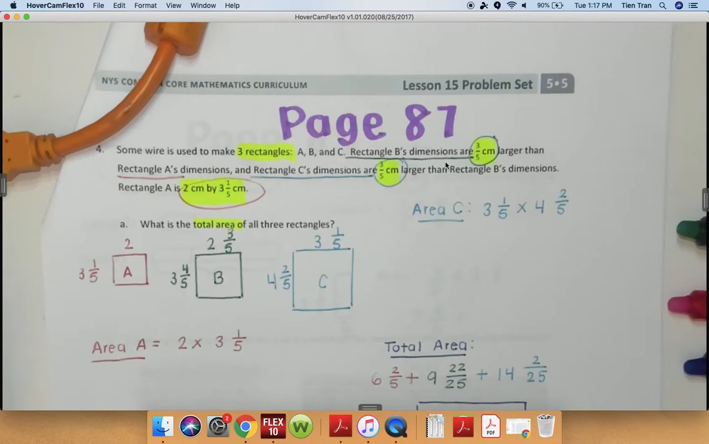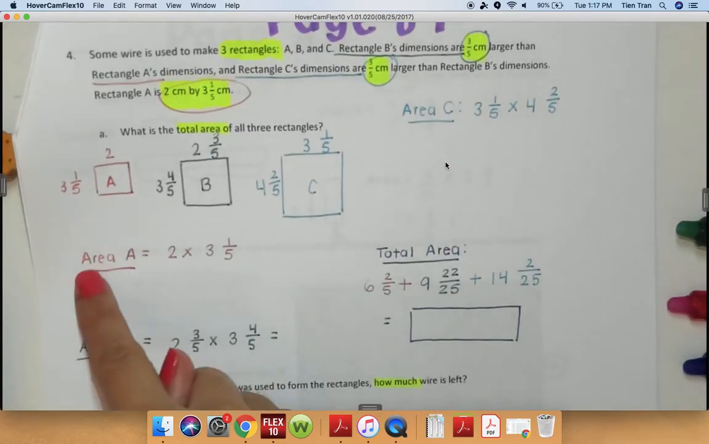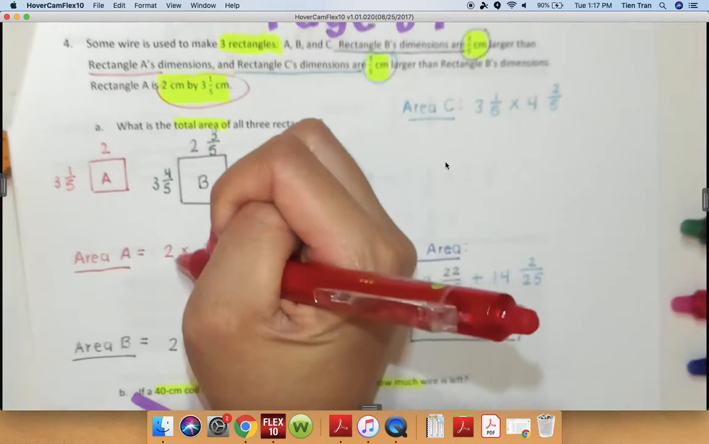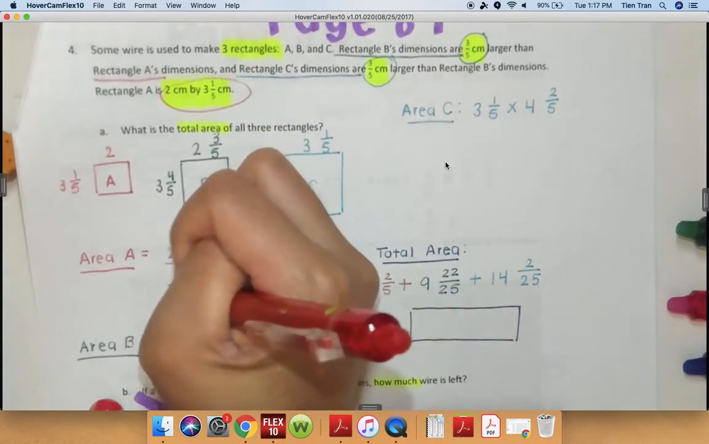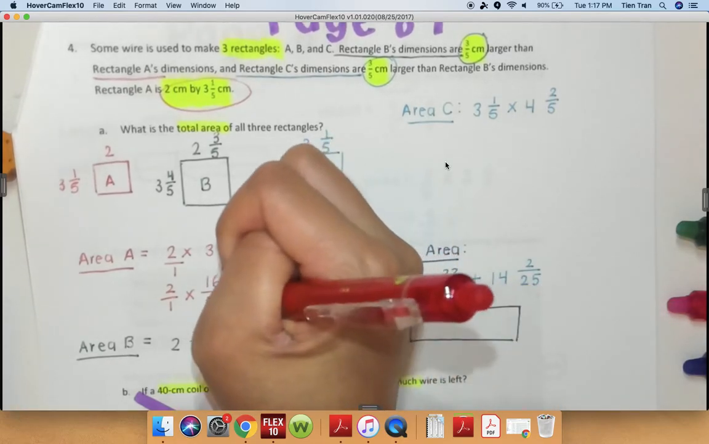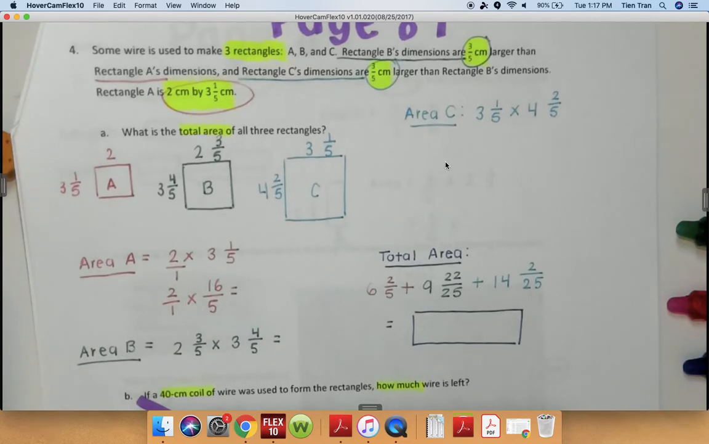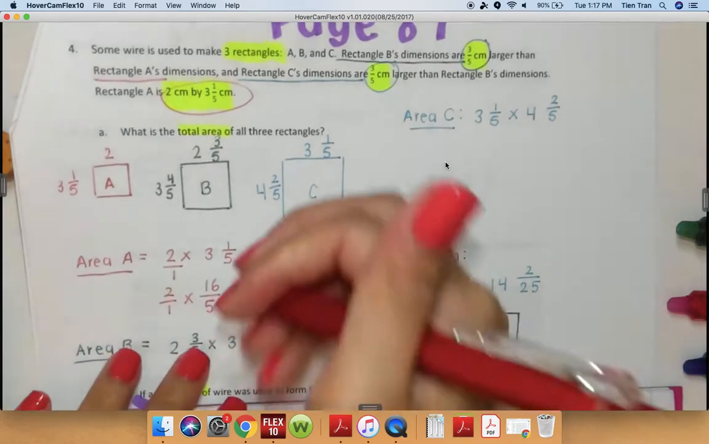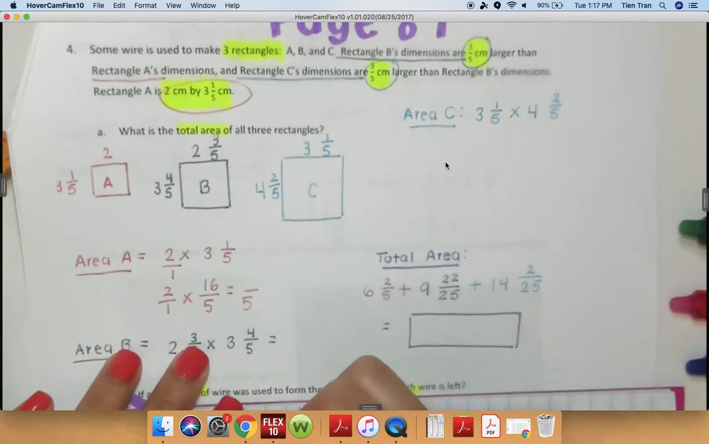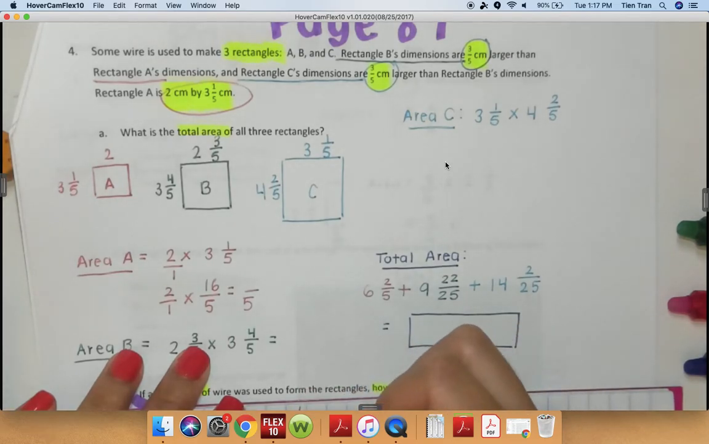Okay, so we're going to start with area A. With area A, I am multiplying rectangle A. I am multiplying 3 and 1/5 times 2. So that's what I'm doing here. I have 2 over 1 times 5 times 3 is 15 plus 1 is 16 over 5. I'm multiplying 16 times 2, and then I'm dividing that by 5. So 16 times 2, 6 times 2 is 12, 2 times 1 is 2, plus 1 is 3. I get 32 divided by 5.